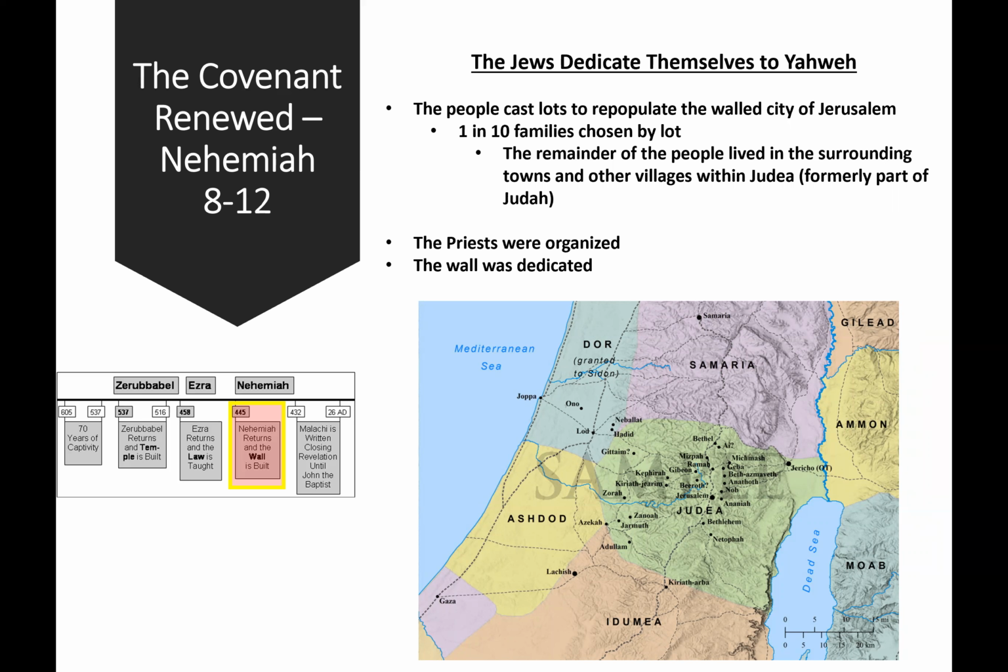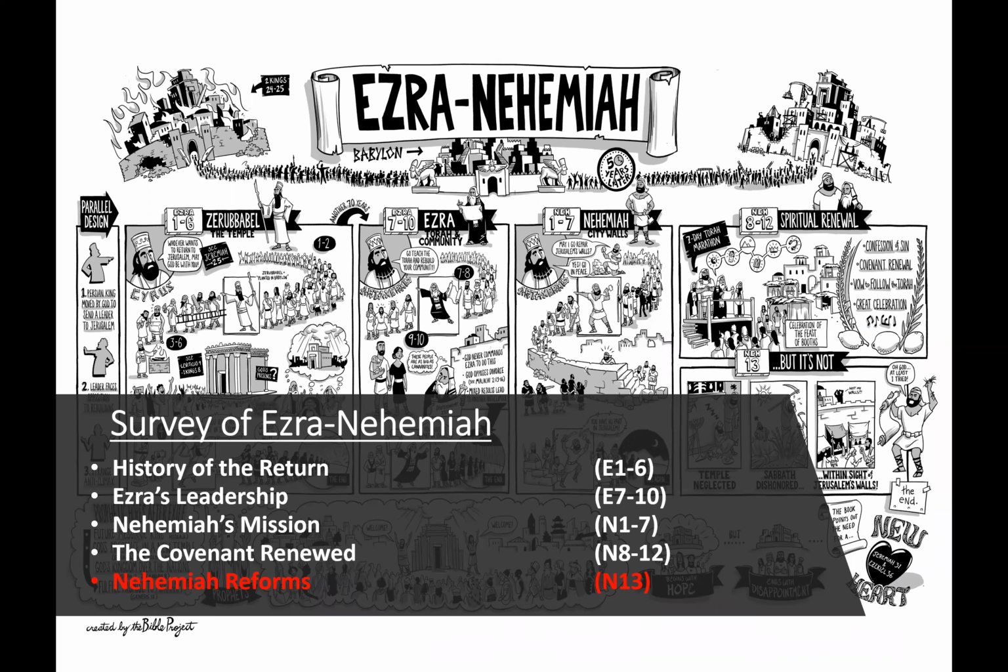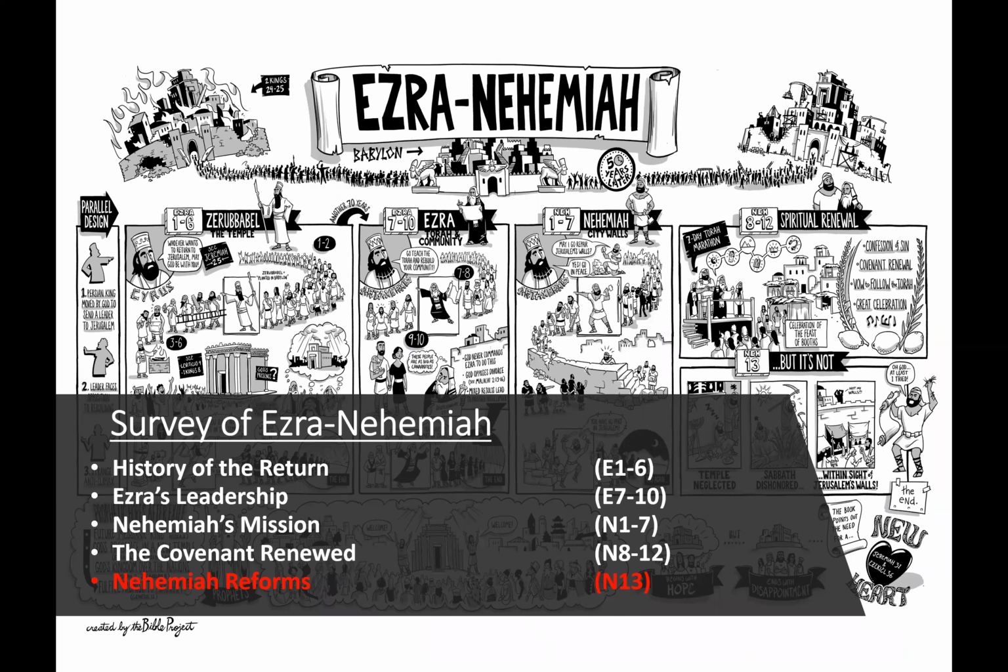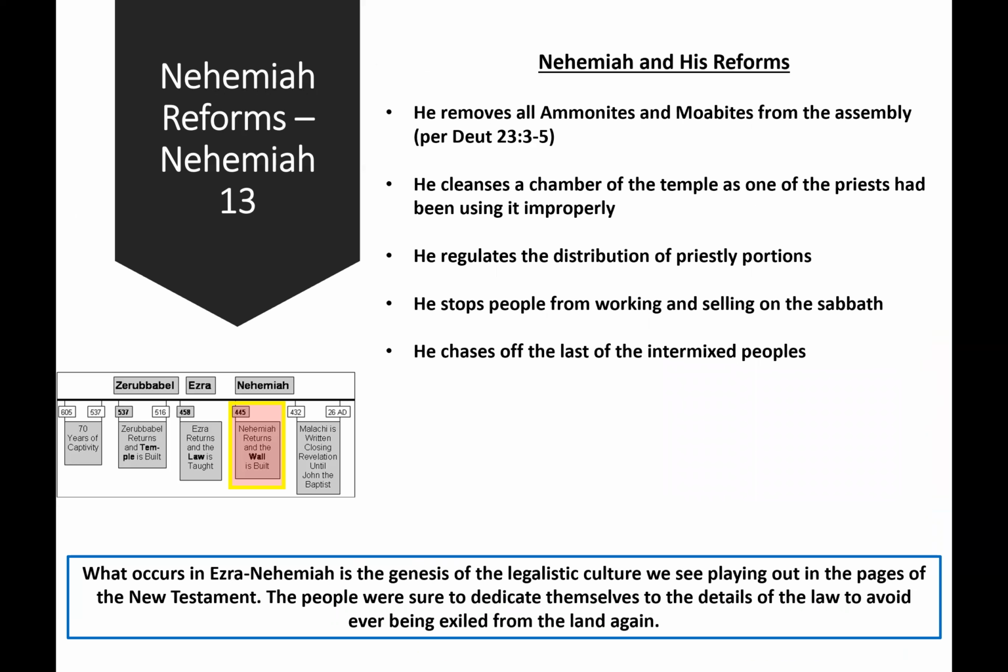So then the priests are organized and the wall is dedicated. And we get to the end of the book of Nehemiah. So here in the end of the book, Nehemiah begins reforming things that are going on in the city and being a good governor. He removes all of the Ammonites and the Moabites from the assembly. Per Deuteronomy 23, these people were not allowed to be a part of the assembly and to worship Yahweh with them. And so he removes those people from their presence.